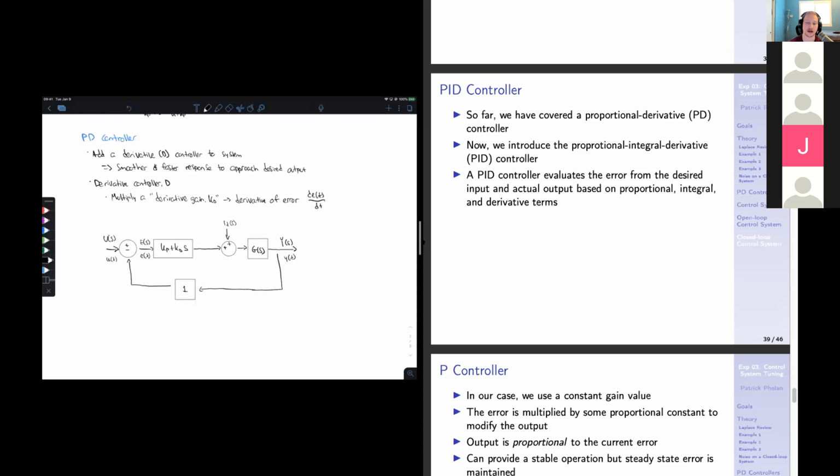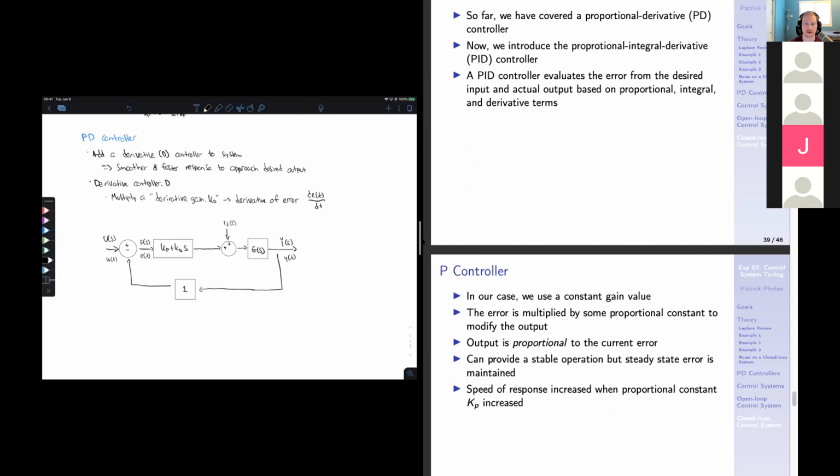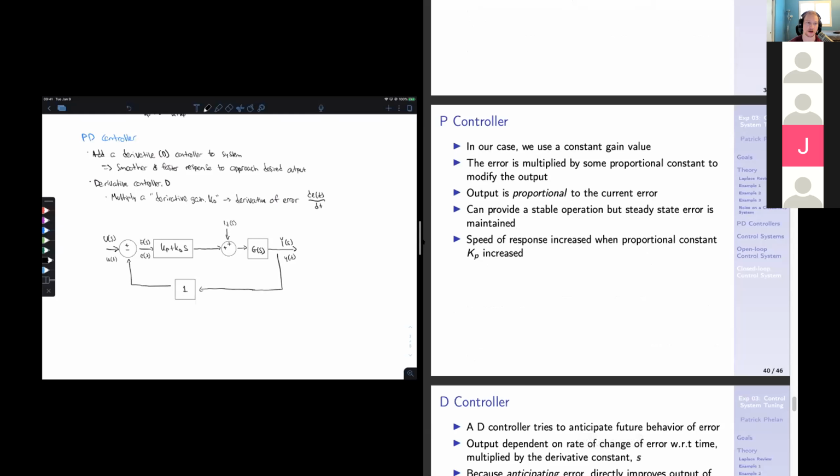So our proportional term, again, that's some constant gain value. Our integral term, that's going to obviously involve integration. And then our derivative term, that was evaluating the derivative of our error with respect to time. So here I'm actually going to break it down for each controller. We've talked about PD controllers for a bit now, but let's just write down some of the main points here.